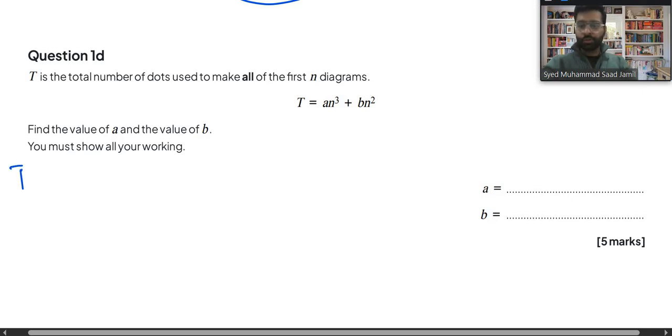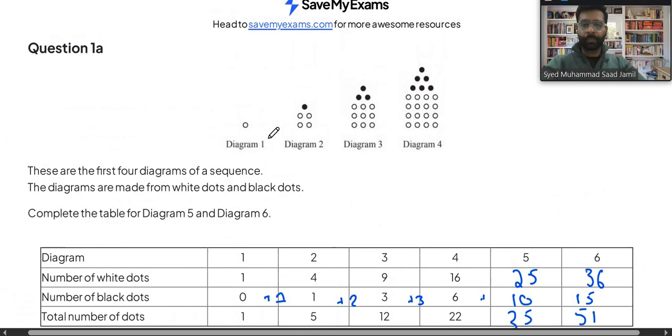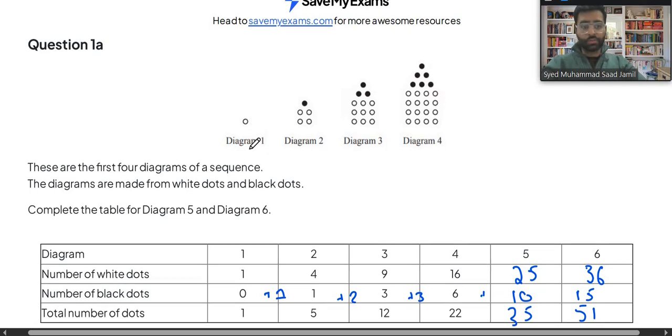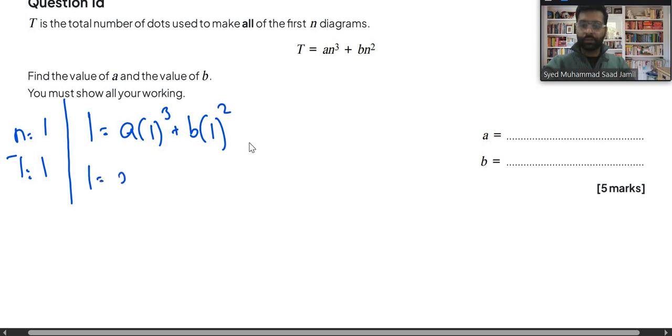When we talk about the first diagram, let's say when n is 1, wait a minute guys, when n is 1, T is also 1. How do I know it? Look, let's go up over here. When n is 1, the number of dots is also 1, so T is also 1. All right, so I will say 1 is equal to a times 1 cube plus b times 1 square. So 1 is equal to a plus b.